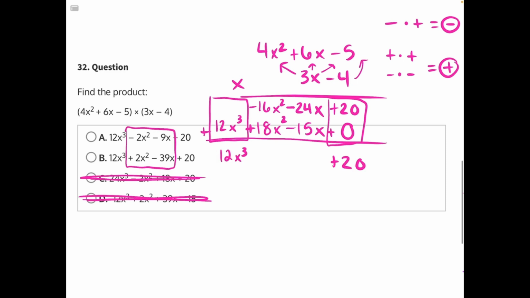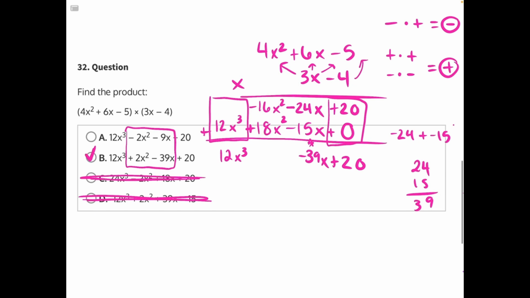So let's start with this one. -24 plus -15: adding two negatives together, we would add like normal and they would stay negative. So 24 plus 15 would give us 39, and it would be -39x. At that point, you could mark B as your correct answer and continue moving on with the test.